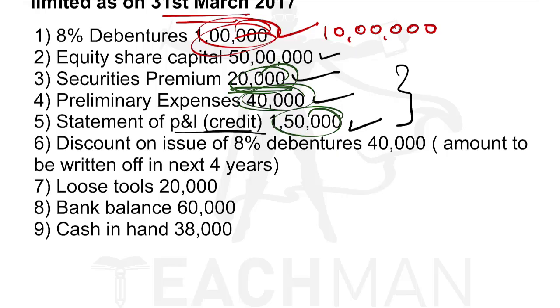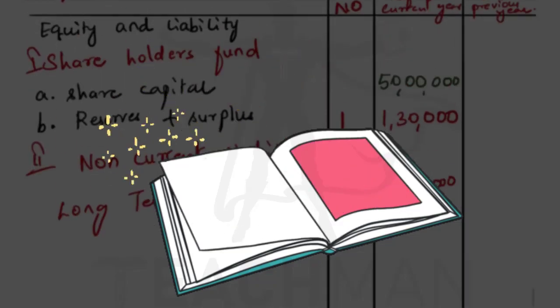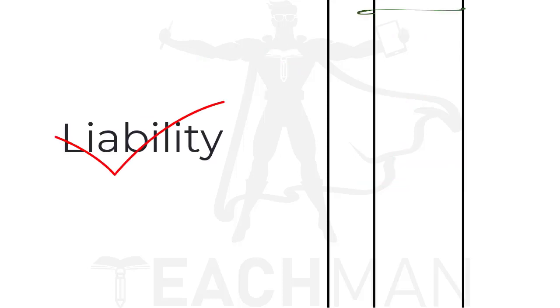So let's move on to the asset side. Here total is not required because not all the items are given, so no totaling is required. So we have written liability. Now let us write the assets.